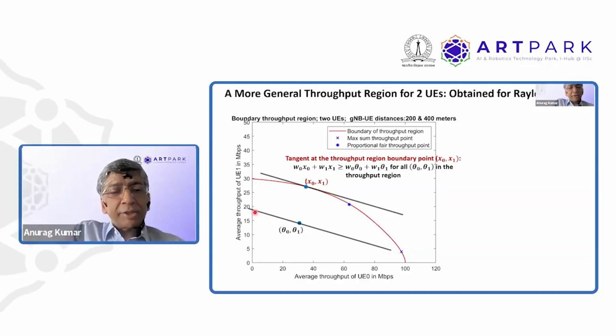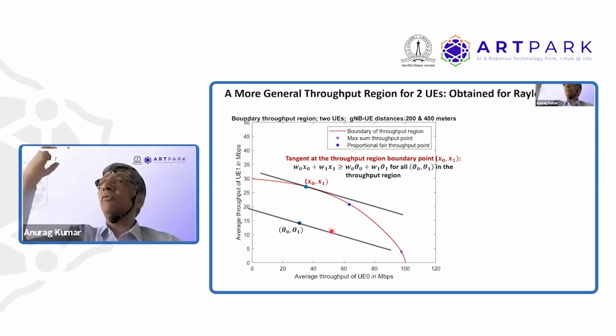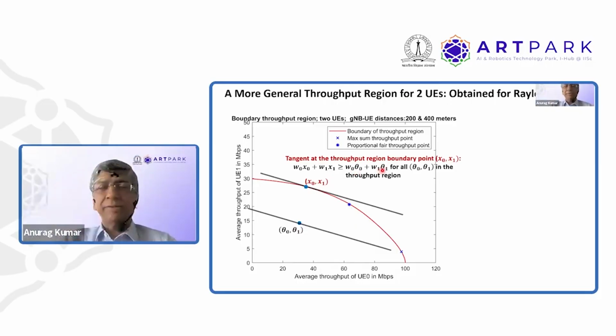Anyway, let us take a particular slope. They should all be negative slopes, and move them up and down. Move the line up and down. Let's move the line until, so now I want to maximize the value of this line. It is W0 theta 0 plus W1 theta 1 that is the value of that line.